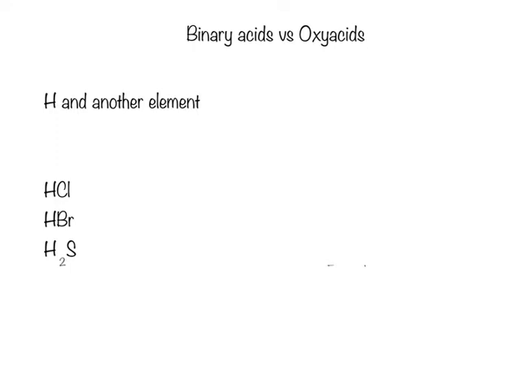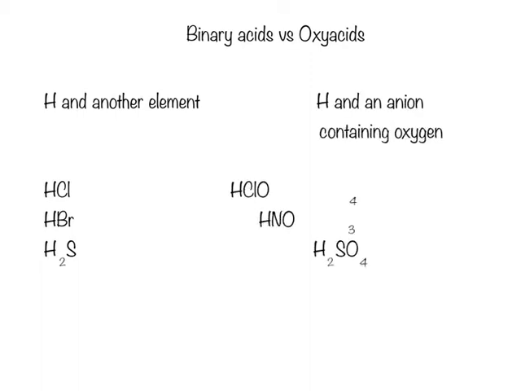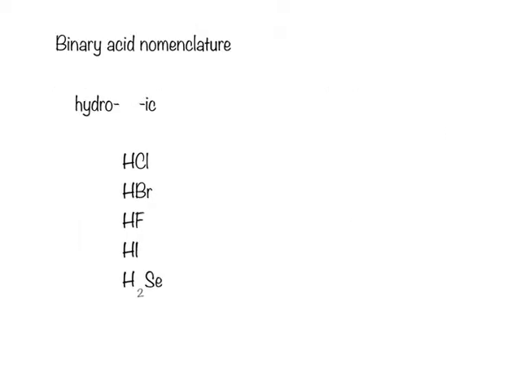They include things like HCl, hydrochloric acid, HBr, hydrobromic acid, H2S, hydrosulfuric acid. And oxyacids, which have hydrogen and an ion containing oxygen. So HClO4, perchloric acid, HNO3, nitric acid, and H2SO4, sulfuric acid are examples of oxyacids. So binary acid nomenclature takes the hydro-ic acid form. So anytime you have a binary acid, it is hydro-ic acid.